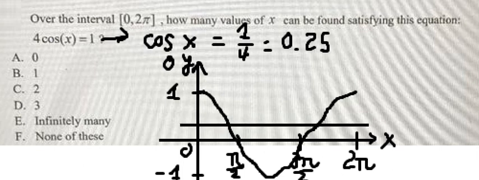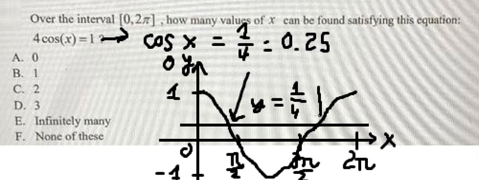We see that the intersection between the curve of cosine s and y equals 1 over 4, that is the solution. So we have one intersection and we have another intersection in here. Because we have only 2 intersections on the interval from 0 to 2π, so this one we just have only 2 solutions.